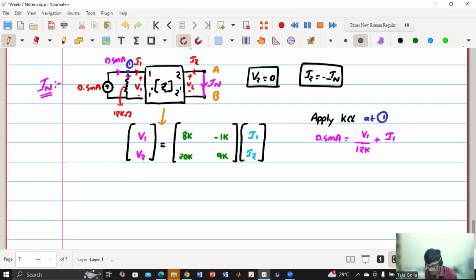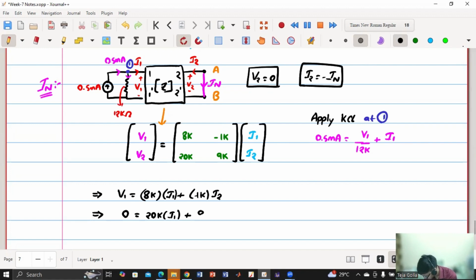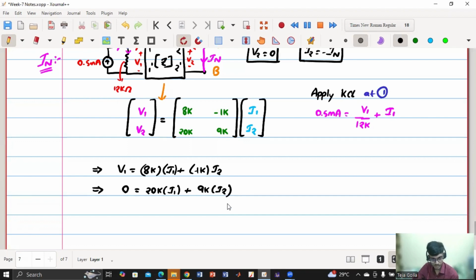Now I'll write these equations. V1 equals 8K into I1 plus minus 1K into I2. And then V2, which is 0, equals 20K into I1 plus 9K into I2. Basically, what I want is to calculate my I2, right? So that is what I want. Get it?